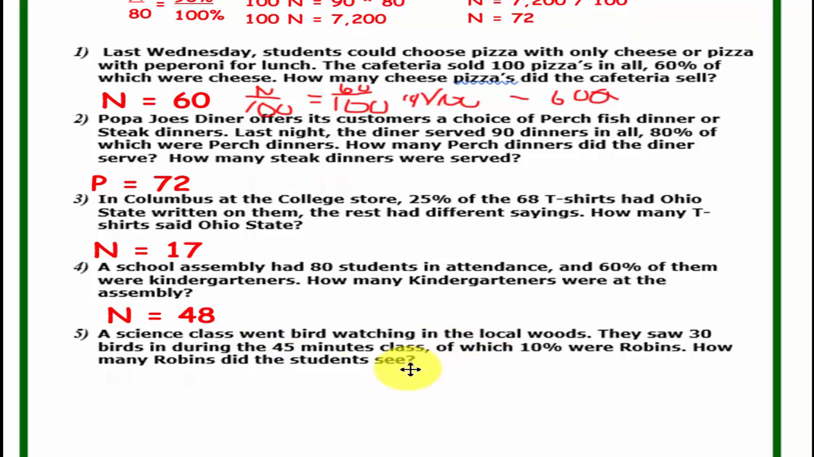And the last one, a science class went bird watching in the local woods. They saw 30 birds during a 45-minute class, of which 10% were robins. How many robins did the students see? Same basic logic, right? We're going to have n over 30, and you're going to have percent-wise 10% over 100. And your answer here should be n.